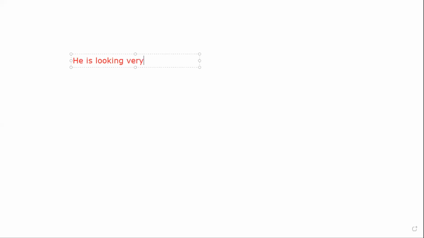He is looking very bad. Now there is underline under very bad. Now you have to substitute it. Now it will be, he is looking ugly. So this one we have to learn. This is very common in any type of competitive exam. So let's learn.